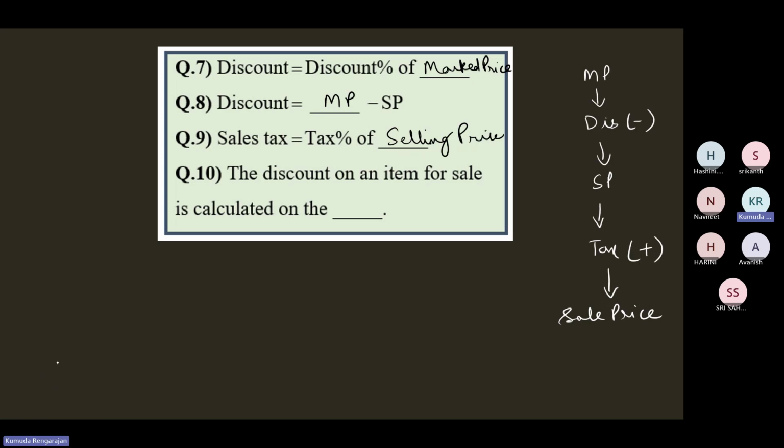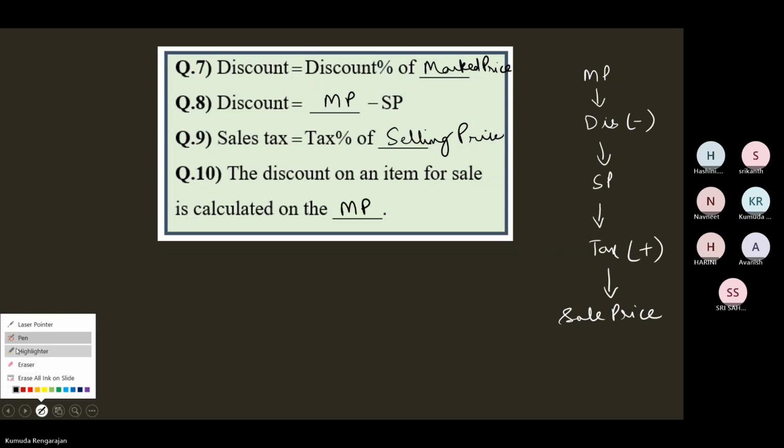The discount on an item for sale is calculated on the market price, so always mark price only. Yeah. However they twist and ask you, it is always on the mark price. So no doubt there.